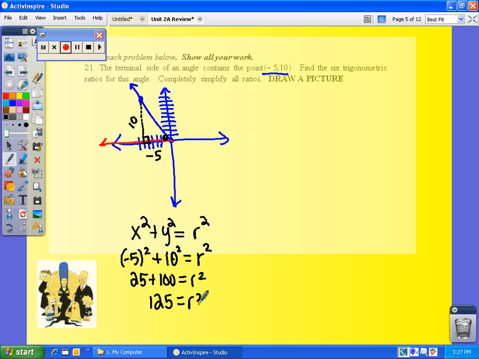125 equals r squared. Take the square root. R equals the square root of 125. Now in the part 1 video, I told you about breaking down your square roots. 125, clearly, if you have $1.25, you know how many quarters that is. Let's go back to the old school.